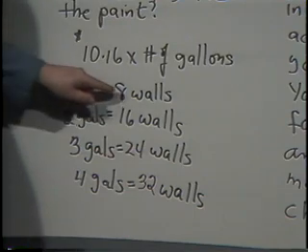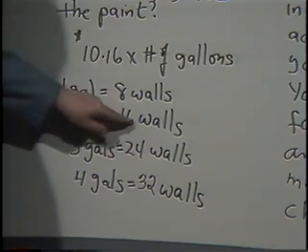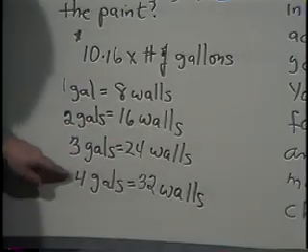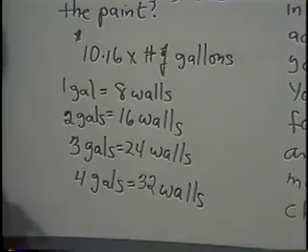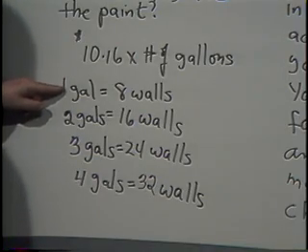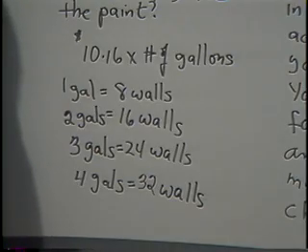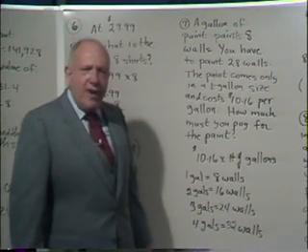See, if 1 gallon paints 8 walls, 2 gallons will paint 16 walls, 3 gallons will paint 24 walls, 4 gallons will paint 32 walls. In other words, we're counting the gallons as multiples of 1, but the walls get counted as multiples of 8. Same stuff as we're doing in chapter 3.